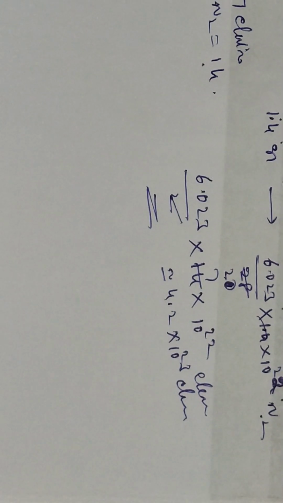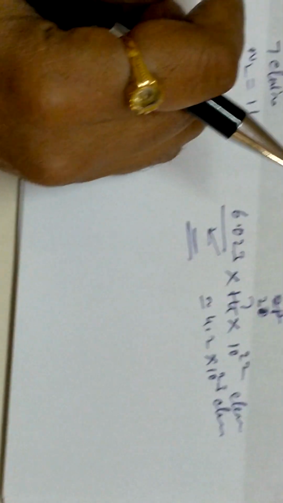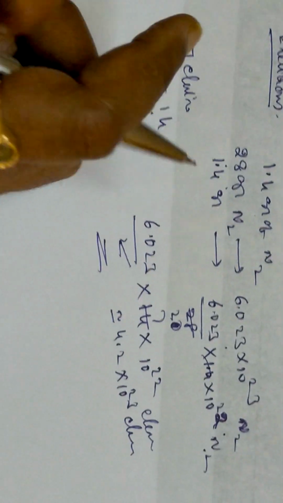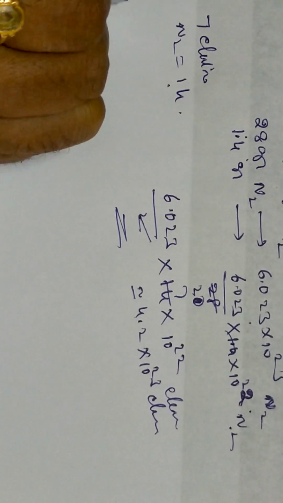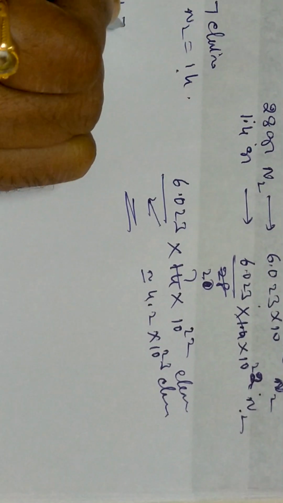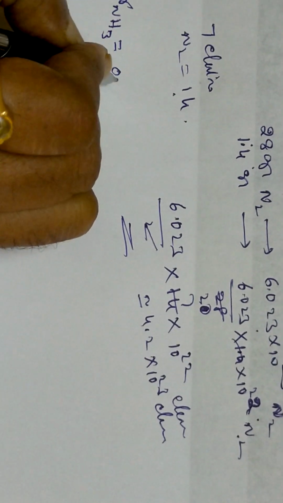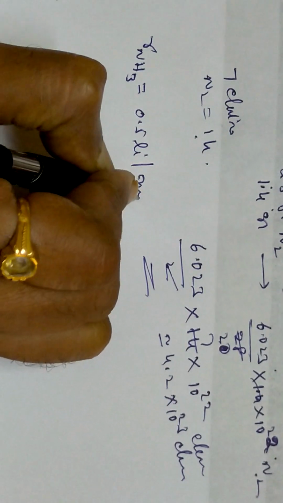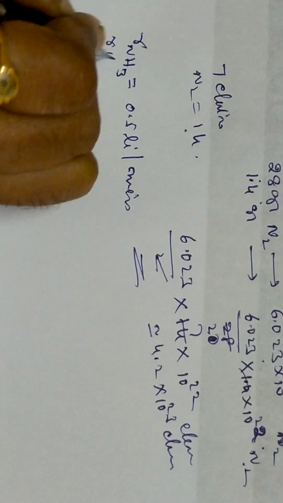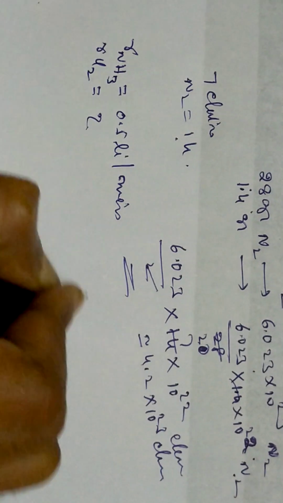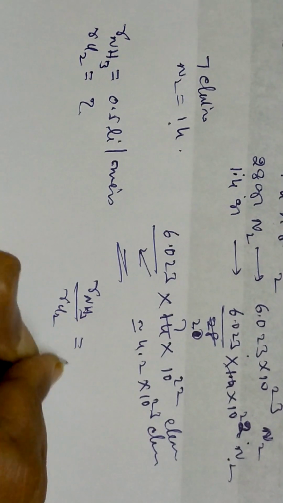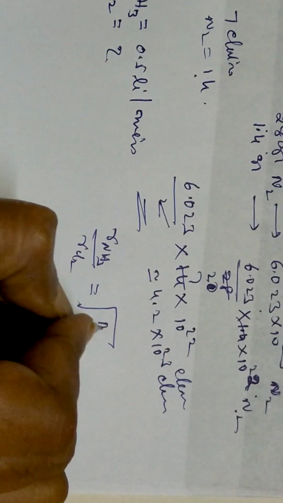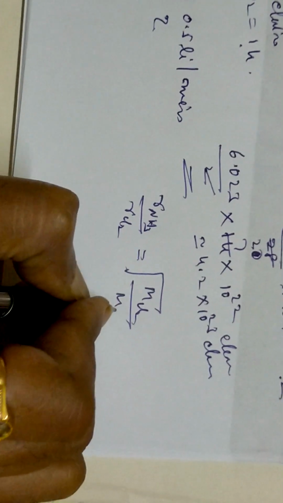Then one more, the diffusion question. Ammonia gas diffuses through a fine hole at the rate of 0.5 liter a minute. Under the same conditions, what is the rate of diffusion of chlorine gas? R ammonia is given as 0.5 liter per minute, and R chlorine is to be found. We have the equation R ammonia by R chlorine equals root of M chlorine by M ammonia.